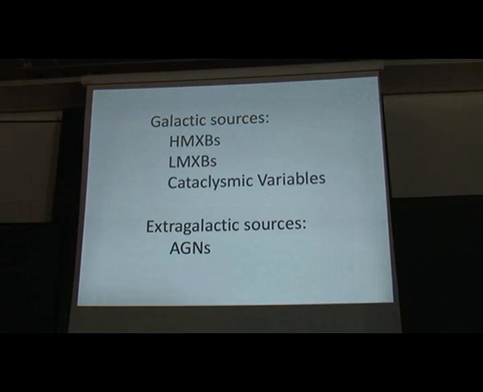Okay, let's go to galactic and extragalactic astrophysical sources. Broadly, at least for high-energy astrophysics, these sources can be separated into several classes: high-mass X-ray binaries, low-mass X-ray binaries, and cataclysmic variables. And among extragalactic sources, I will talk about AGN.